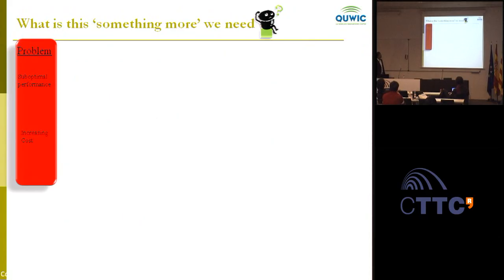let's summarize our problem: suboptimal performance and increasing cost. Does anybody have a question at this point? On suboptimal performance, there are many solutions in the literature for optimal performance, but still cellular systems are operating at suboptimal performance. If anybody has a question about that, I can go into detail. Otherwise, I'll assume that you understand why cellular systems are still operating at suboptimal performance.